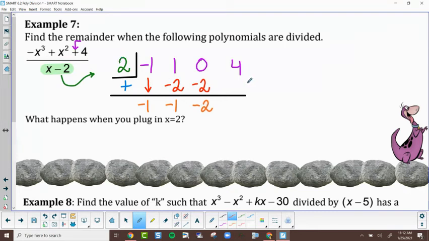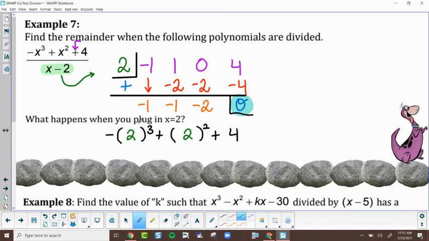Negative 2 times 2 is a negative 4. Oh, would you look at that? So pretty nice. All I care about is the remainder. Done. Remainder is 0. I mean, that's not too much work. Here's something interesting. Why don't you try plugging 2 back in for the original function?